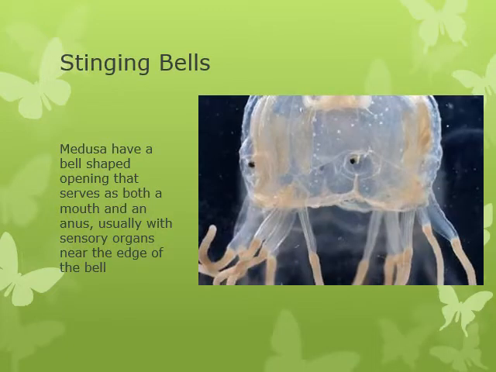Medusa have this bell shape. That shape has an outside, the ectoderm, and an inside, the endoderm. And it has an opening at the bottom that serves as both the mouth and the anus. It brings food in, it digests it, and it removes waste through the same opening. Usually, along the bottom edge, you're going to have the sensory organs, its eyes. That's how it detects light. That's how it knows which way to move.